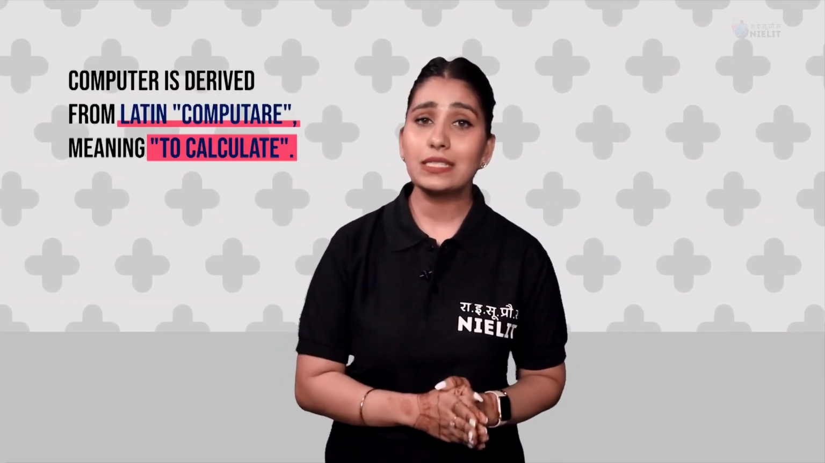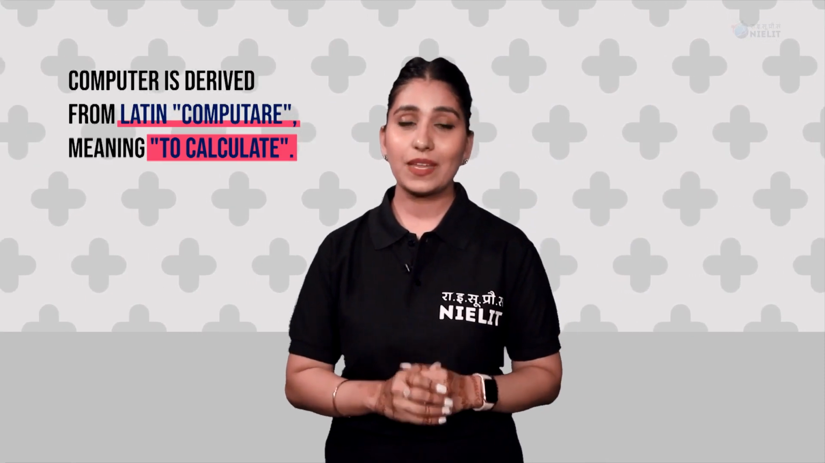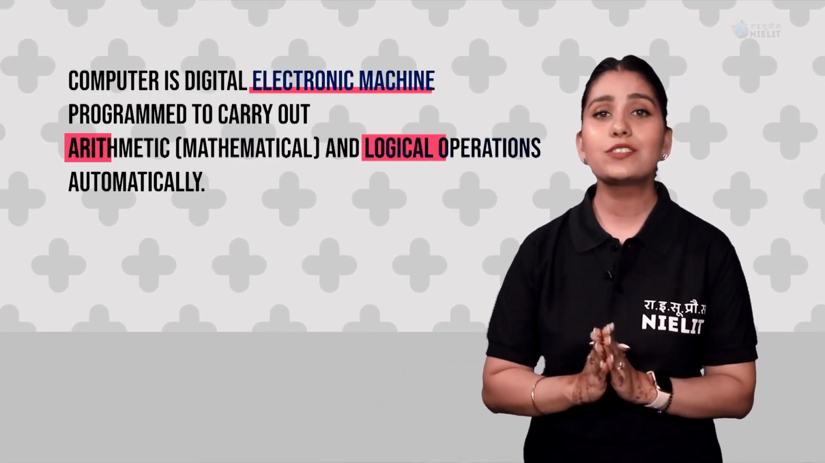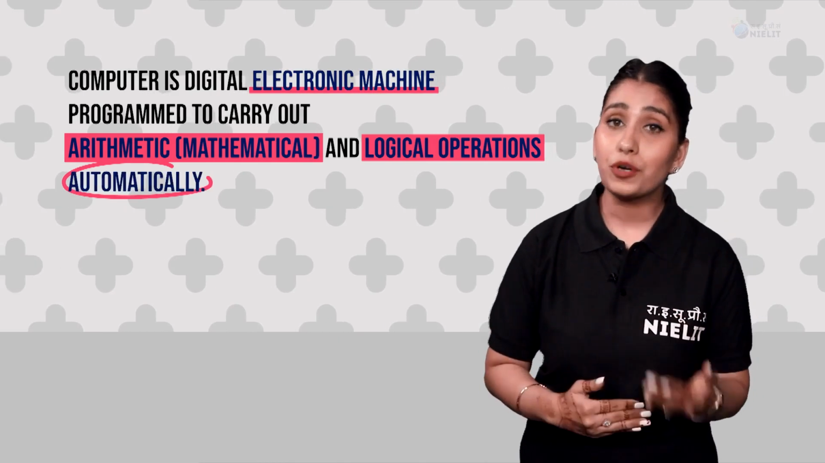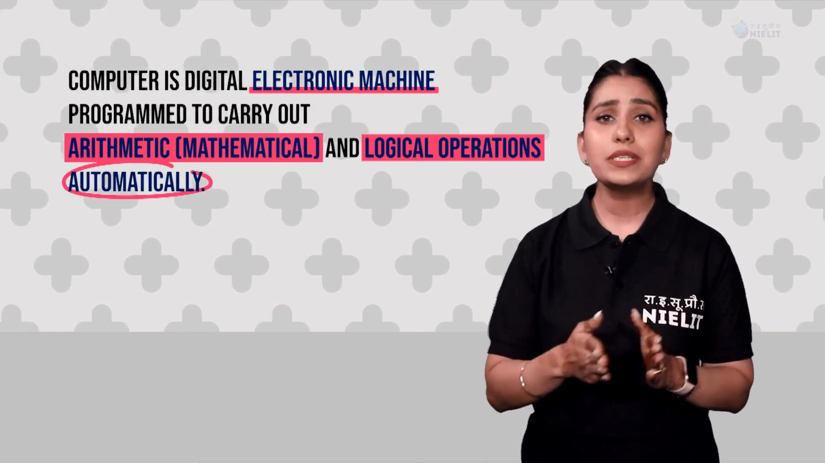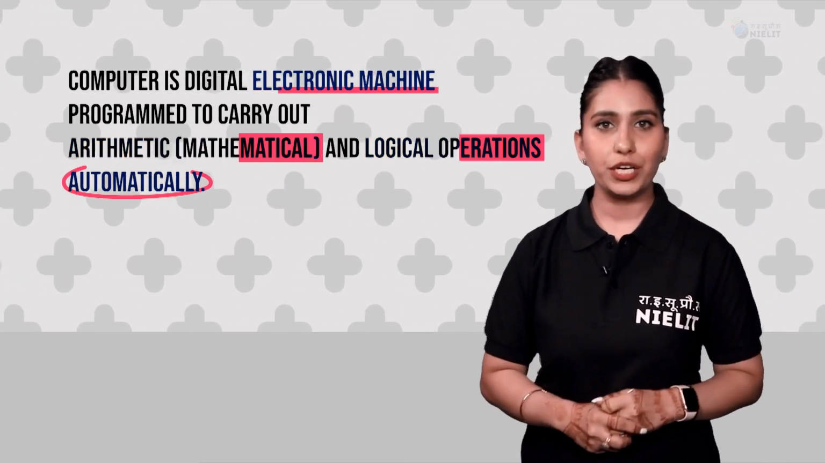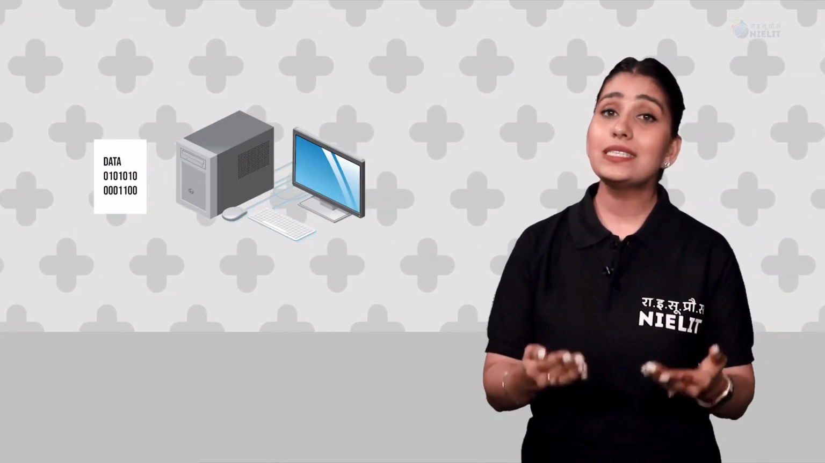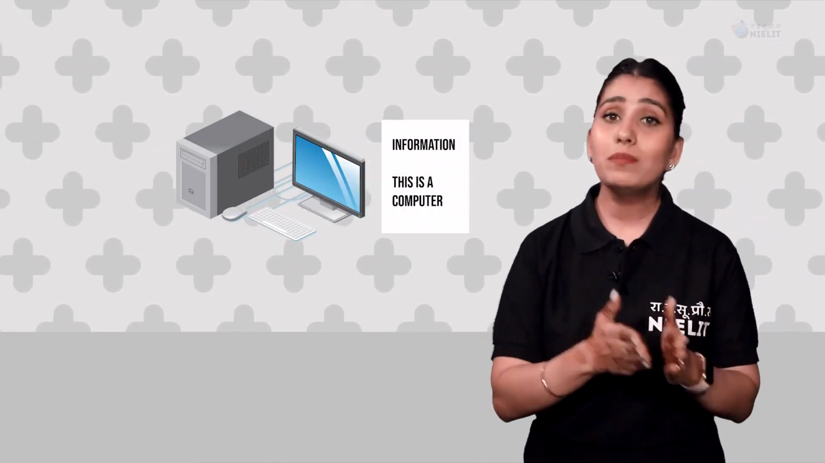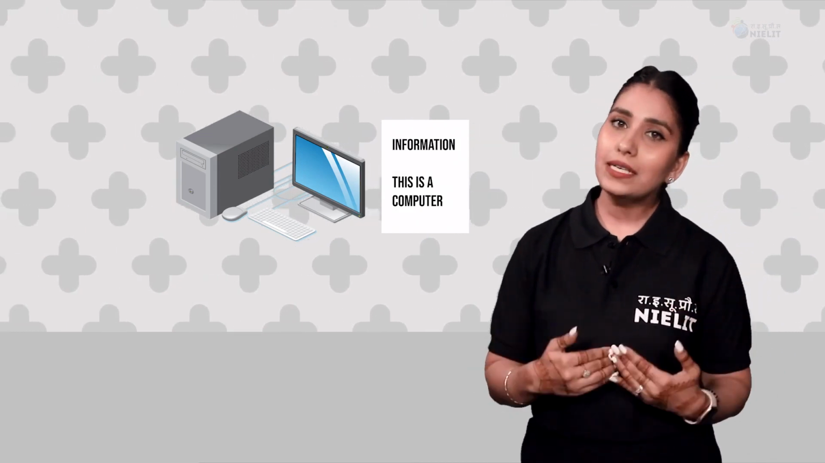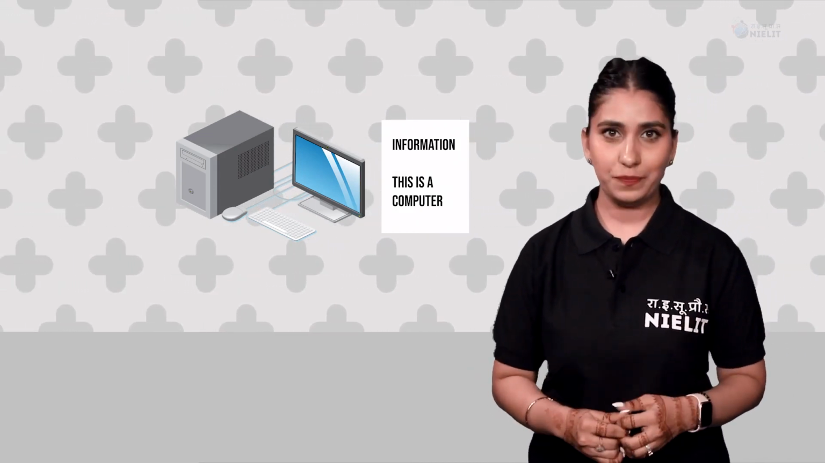Now let's understand computers. Computer is derived from a Latin word computere, which means to calculate. A computer is a digital electronic machine that can be programmed to carry out sequences of arithmetic, that is mathematical or logical operations automatically. In simple words, computers take data from us, perform calculations on it, and provide us with information which is meaningful.